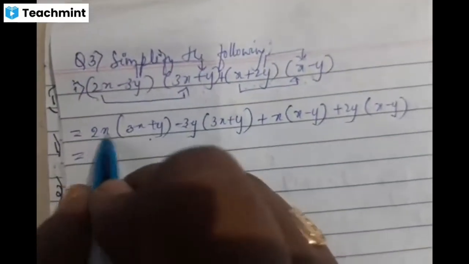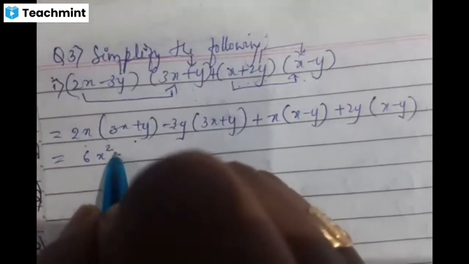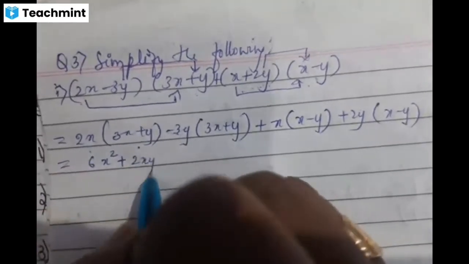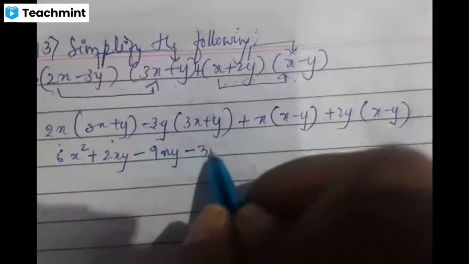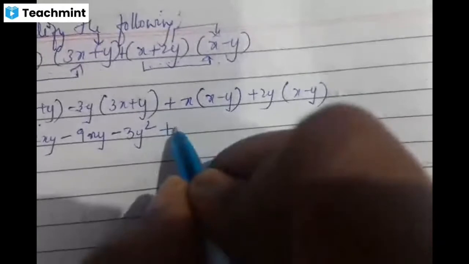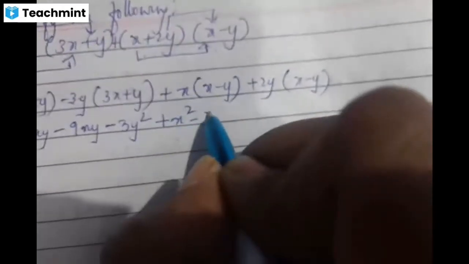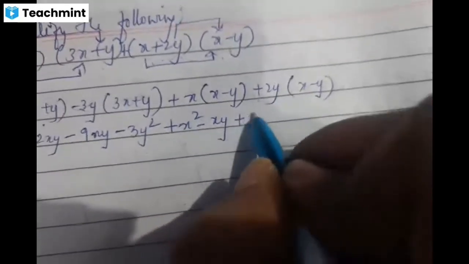The next step, directly multiply. 2 3s are 6, x into x is x square, plus 2xy, minus, plus into minus is minus, 3 3s are 9. Then you have x into y is xy, plus into minus is minus 3y square. Here in the next, don't forget the sign, children. x into x is x square, plus into minus is minus xy. Then come to this bracket, plus 2y into x, which is 2xy, minus 2y square.